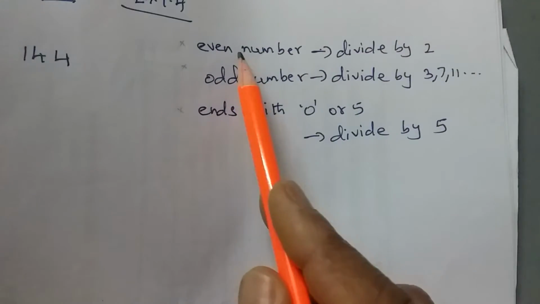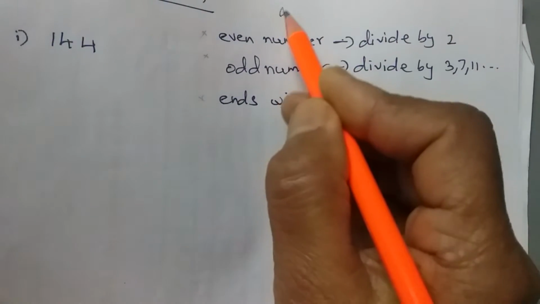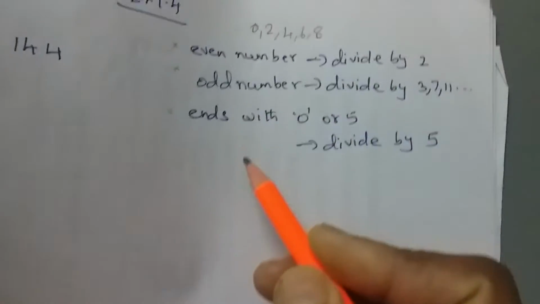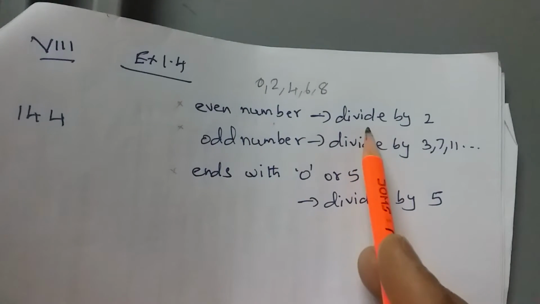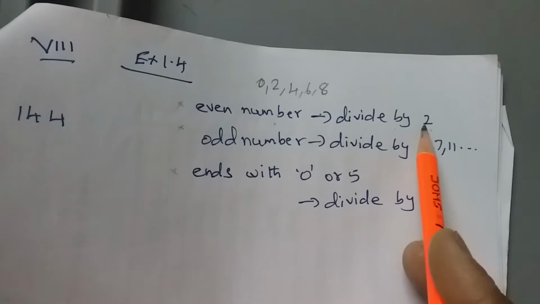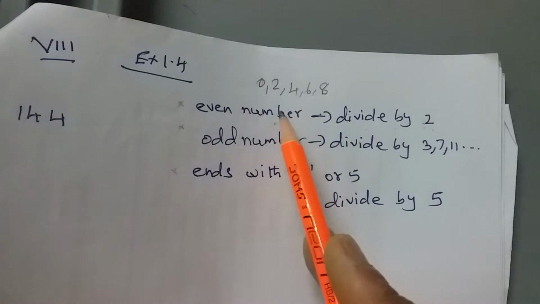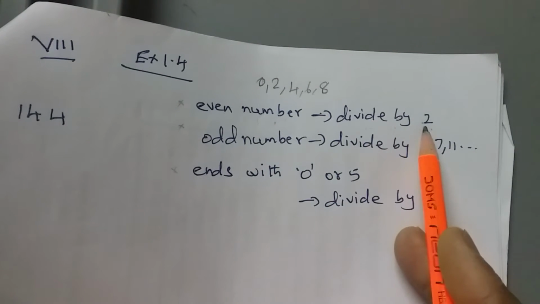That is, if the given number is an even number. What is an even number? Numbers ending with 0, 2, 4, 6 and 8 are called even numbers. So if you get an even number, then you should divide by 2 because 2 is the even prime number. So all the even numbers are divisible by 2. So if the given number is an even number, we will divide by 2.